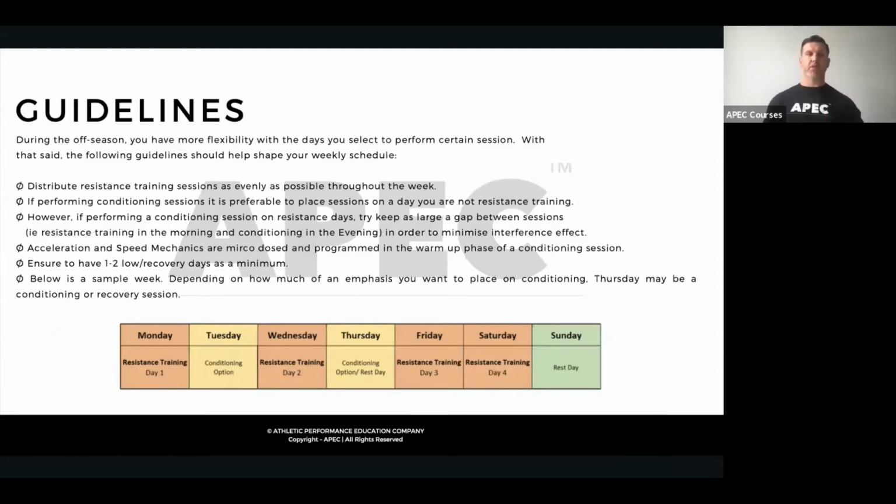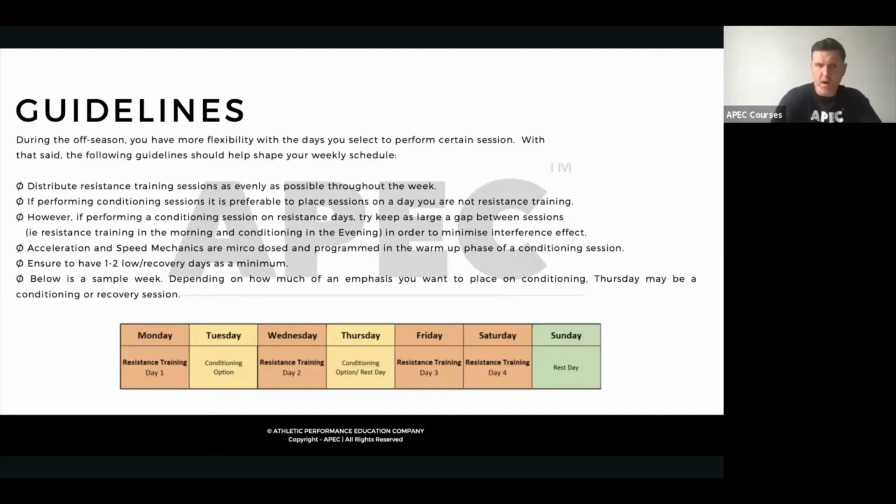During the off season for this particular athlete or group of athletes, we tend to have more flexibility with the days that we select to perform certain sessions. So with that being said, the following guidelines we use to help shape our weekly training structure. We distributed resistance training sessions as evenly as possible throughout the week. If we were performing conditioning sessions, it was preferred to place the sessions on a day that we were not doing resistance training. If performing a conditioning session on resistance days, we tried to keep the gap as large as possible, so we did resistance training in the morning and conditioning in the evening. We did that so we didn't have as big an interference effect.